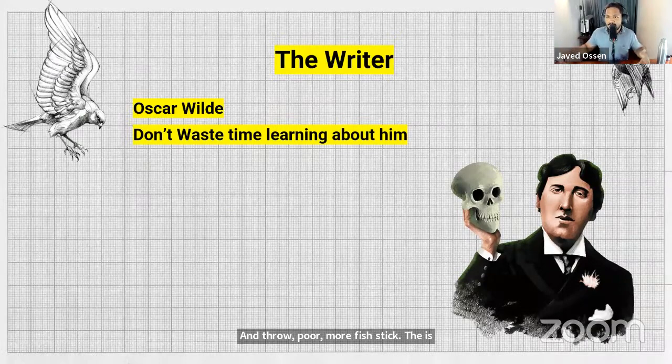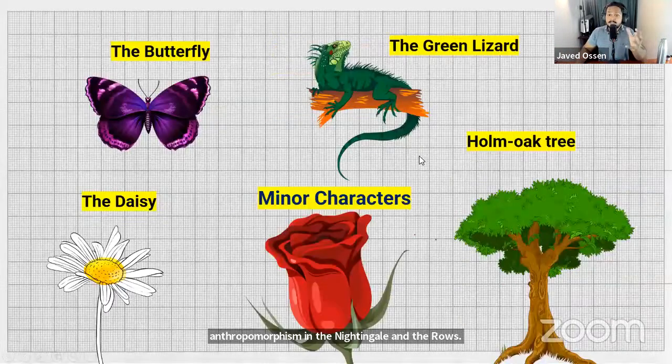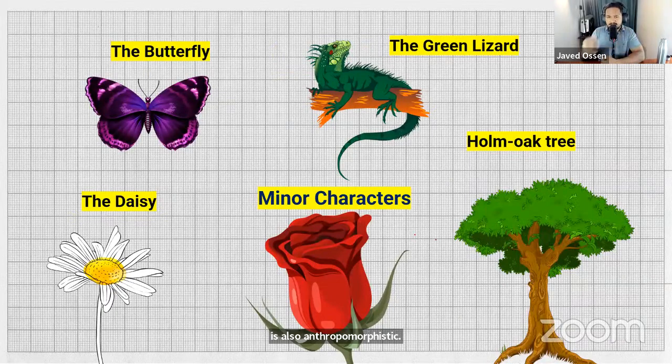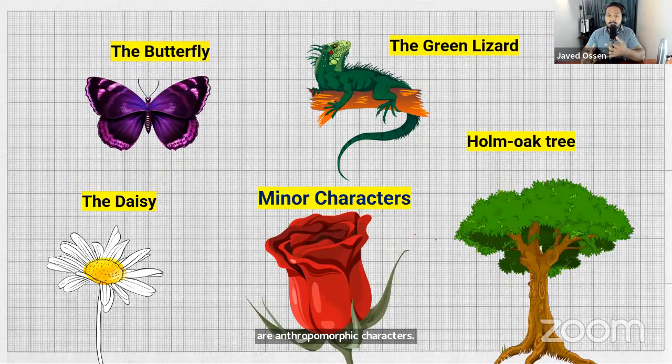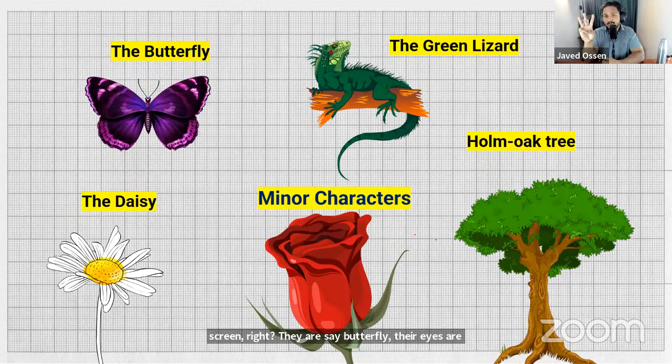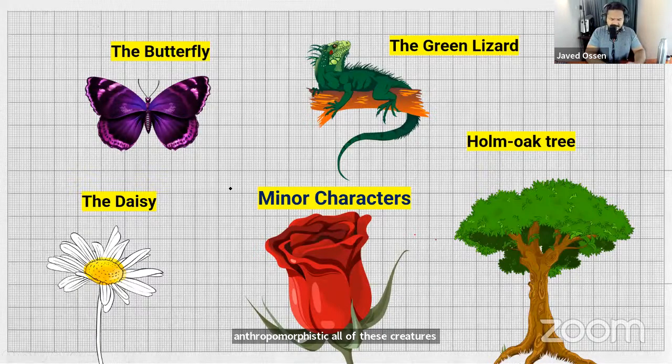Even Boots, Dora's monkey, is also anthropomorphistic. So remember, in the Nightingale and the Rose, there are anthropomorphistic characters. There are some minor characters that you see on your screen, right? There is a butterfly. There is a daisy. There is a rose. There are 3 rose trees, by the way, in the Nightingale and the Rose. There is a white rose tree, there is a yellow rose tree, and there is a red rose tree. Don't write these parts down, but memorize them. Are these ordinary trees and flowers and animals? Or are these anthropomorphistic? All of these creatures are anthropomorphistic in the Nightingale and the Rose. They are really behaving like humans. They feel human emotions, and that's called anthropomorphistic.